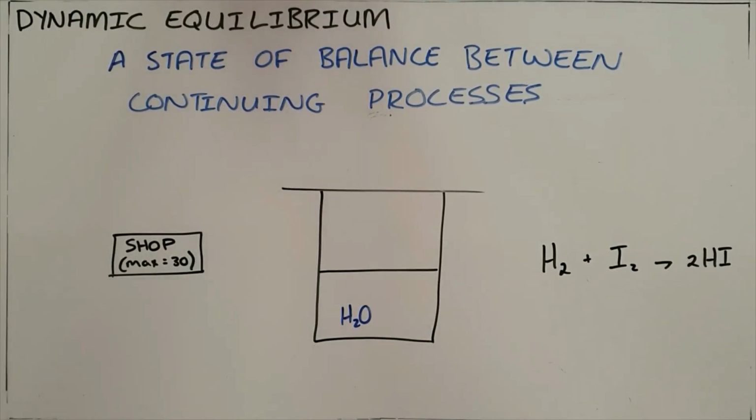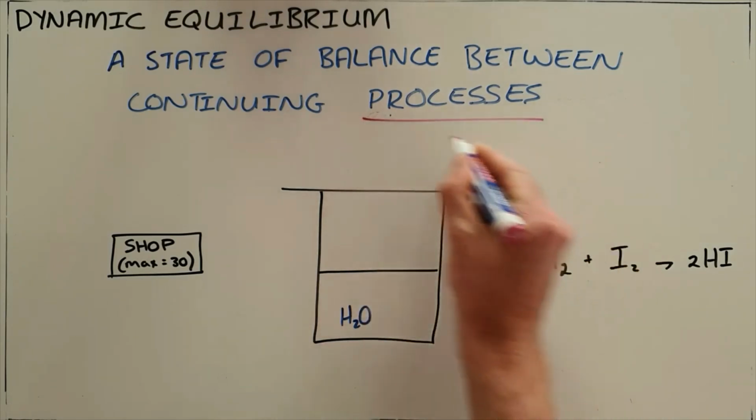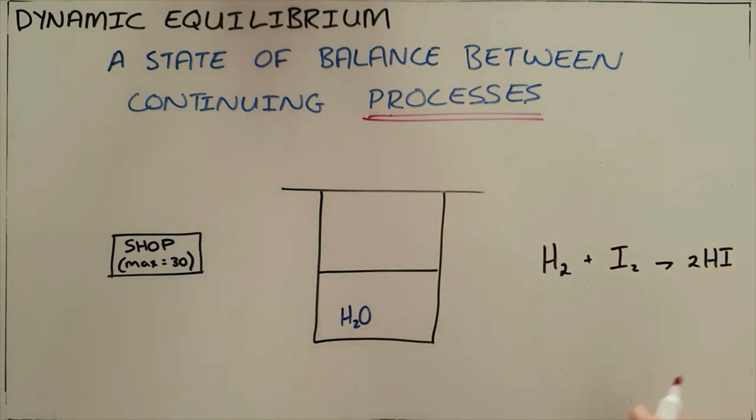A dynamic equilibrium is a state of balance between continuing processes. It's very important to understand the concept of a dynamic equilibrium, as chemical equilibrium is a form of dynamic equilibrium. So the large difference here is that a dynamic equilibrium refers to any process. So it is not only with regards to chemical reactions, it can be any process.